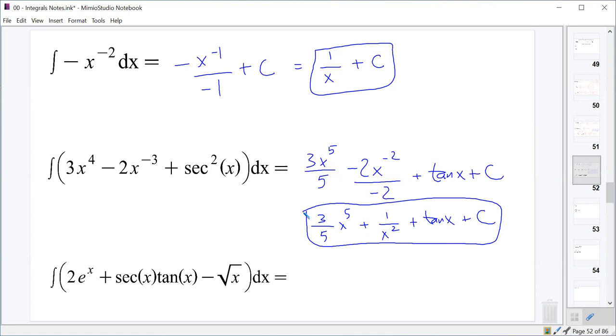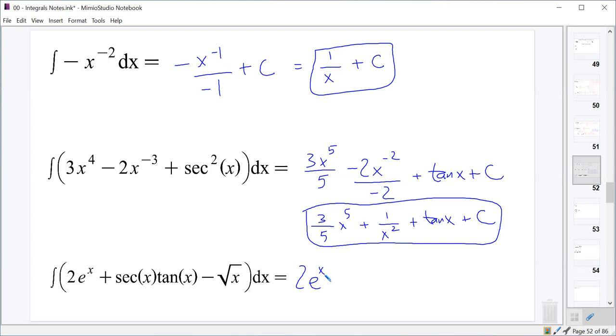In the next one, we're looking at 2e to the x. Well, e to the x is the only function besides 0 that when you take its derivative gives you itself. Well, same with its integral. The integral of e to the x is also just e to the x. So this will be 2e to the x.